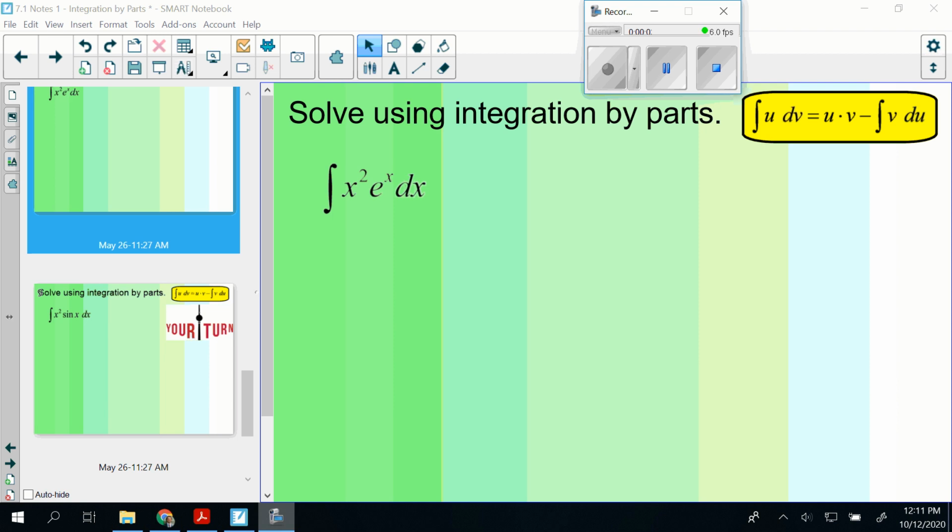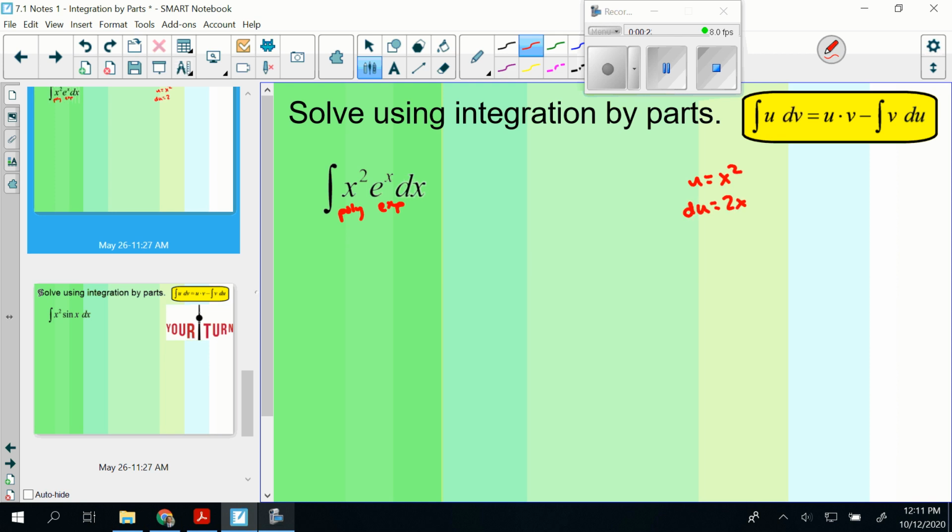Okay, let's look at integration by parts again. We're looking at what types of functions are being multiplied over here. We've got a polynomial and we also have an exponential there. On our list, we know polynomial comes before exponential, so that's going to be our choice for u, with derivative being 2x dx. The rest of this then is our choice for dv, which would be our exponential here, e to the x dx.